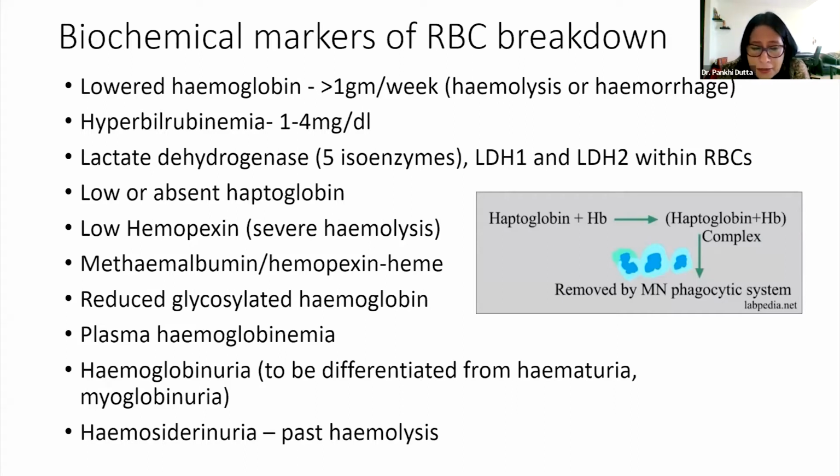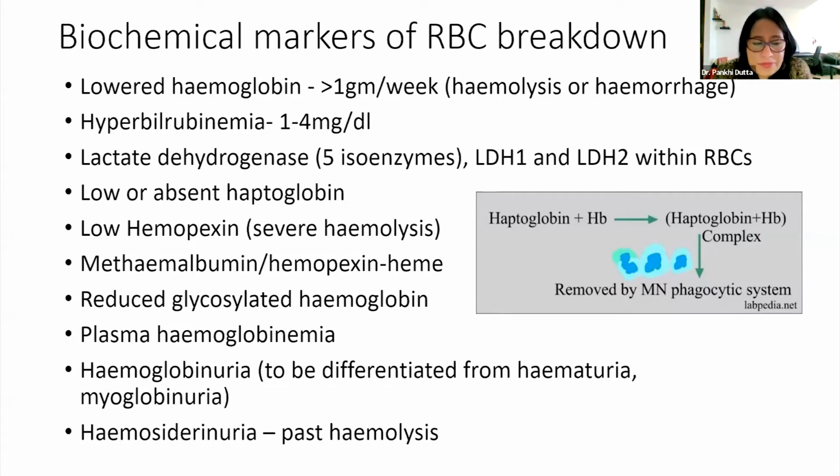If the hemolysis is very brisk, and if there is intravascular hemolysis, and all the haptoglobin, hemopexin and albumin, everything is used up, then you can have free hemoglobin in the plasma, and you may have plasma hemoglobinemia, which could lead to hemoglobinuria, and which eventually can lead to hemosiderinuria. I'll spend a little bit of time to tell you the importance of these.